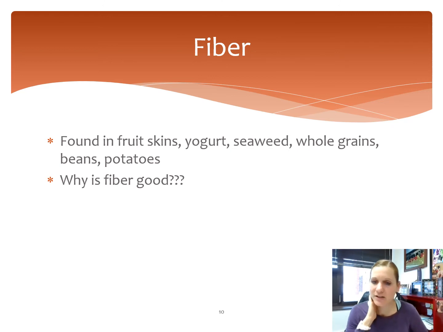So another concept that's often discussed when we talk about carbohydrates is fiber. And fiber is found in fruit skins, yogurt, seaweed, whole grains, beans, potatoes. Those are some examples. And again, when we think about fiber, it's not actually a carbohydrate, although a lot of people put it in this category, which is why we're discussing it with our carbohydrate unit. From a chemical standpoint, it looks very similar to the chemical setup of what we saw as carbohydrates in the previous slides. Okay.